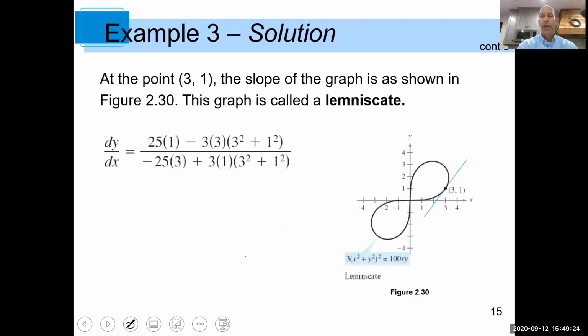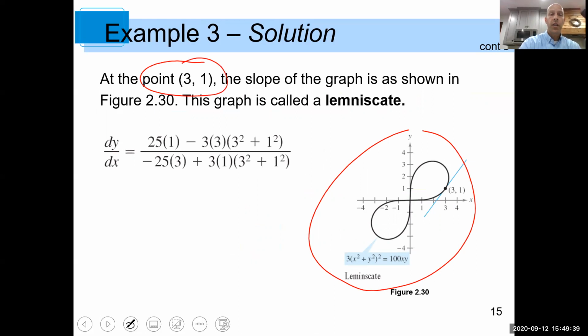Well, this is the curve. This is the graph of that curve. It's something called a lemniscate, and it's a figure 8. This one's actually tilted a little bit to the right. And if I wanted to find the slope of the curve at the point (3, 1), the point (3, 1) would be right there. I would just plug (3, 1) into the derivative that we found on the previous slide.